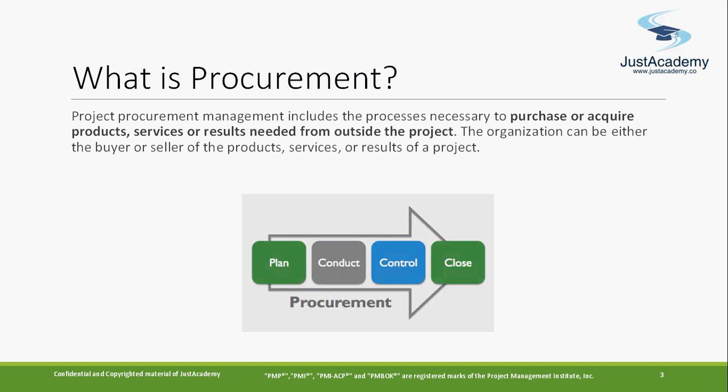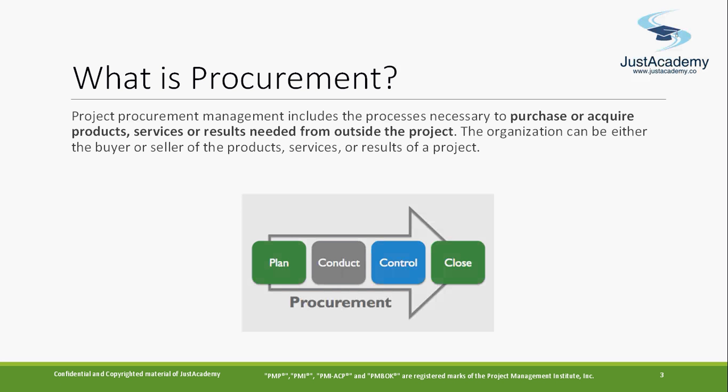Project procurement management includes the processes necessary to purchase or acquire products, services, and results needed from outside the project. Now, what do we mean by procurement? Something that you need and which is not there in your organization or not available in your project, that is where you go and procure from the market. Something which you are not able to make within a project, that's also something you go to the market and get. That's something we do in our projects.